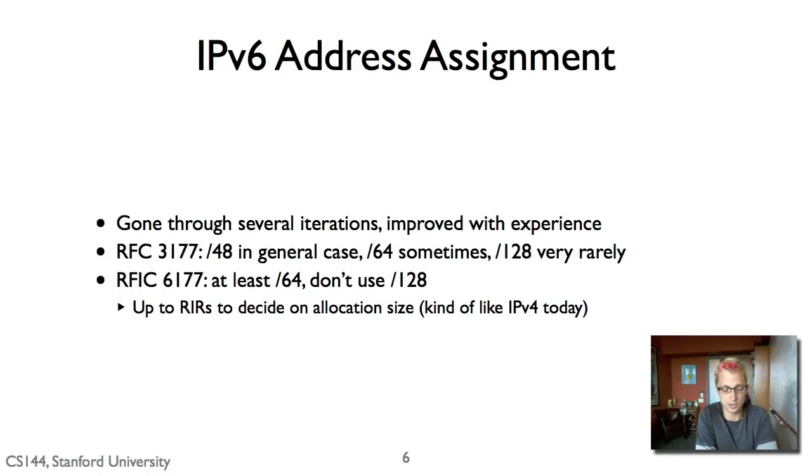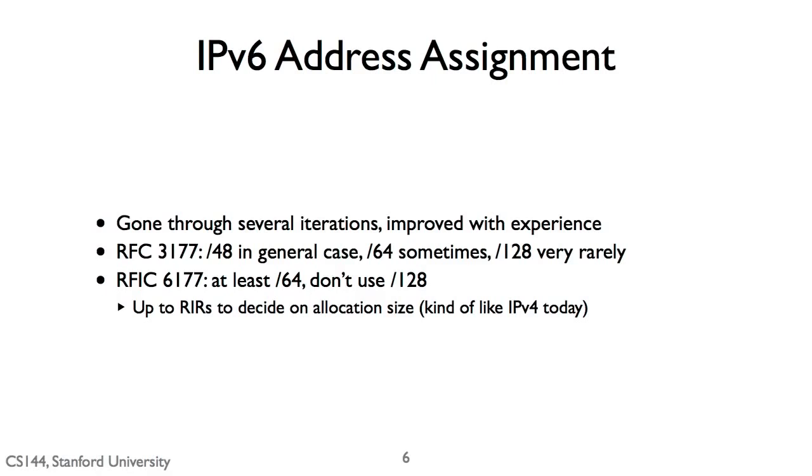And it turns out that how you assign IPv6 addresses has gone through a couple of iterations as people have gained better experience and refinement. For example, one of the first RFCs on this, RFC 3177, said that generally you want to give people a /48. Sometimes you want to give them a /64. Very, very rarely give them a /128.